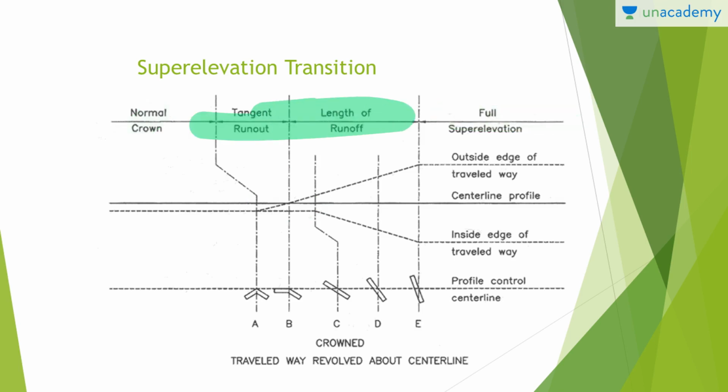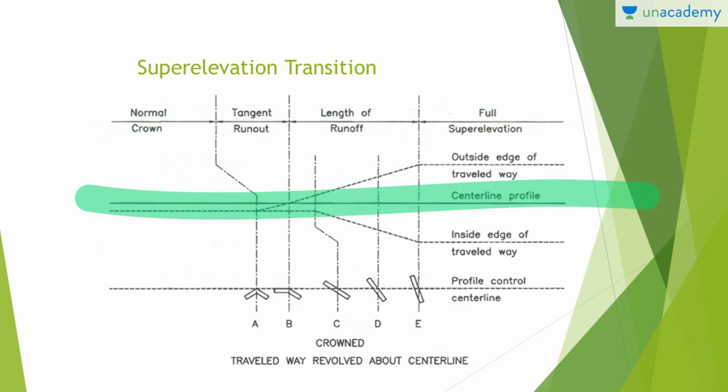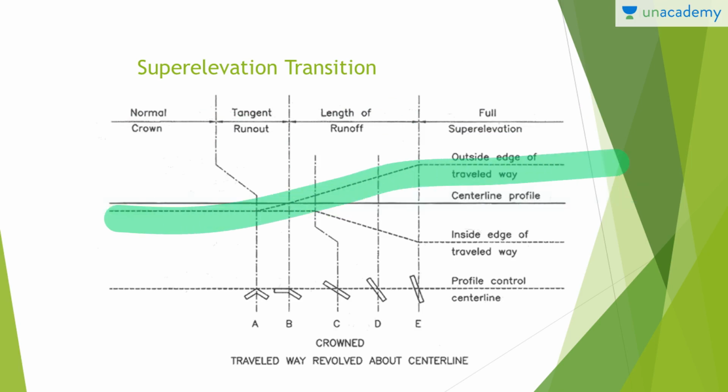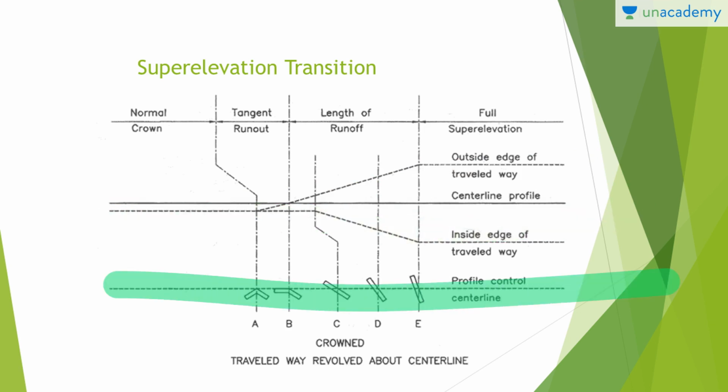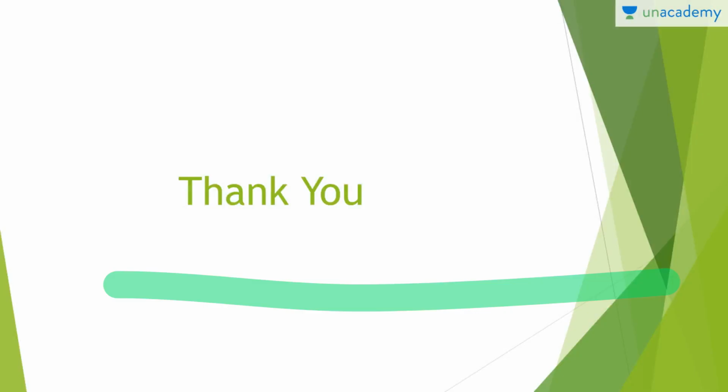The central line is the central line profile, and over here you have two parts. One is the outside edge of the traveled way, one is the inside edge of the traveled way, and over here you have this profile control central line. Okay, so that's all that we have from this lesson.